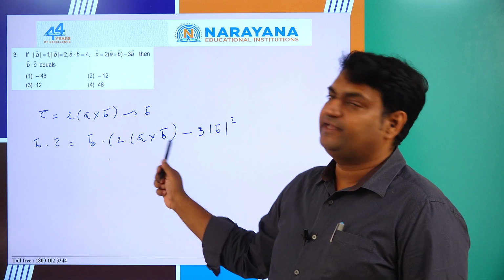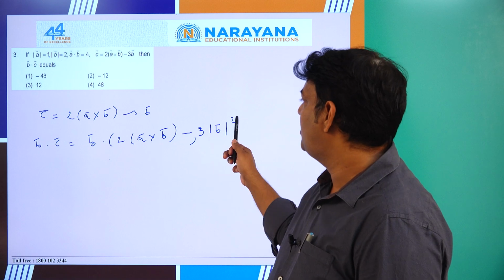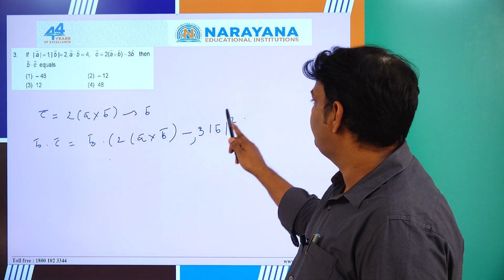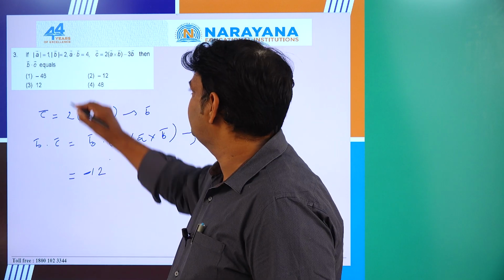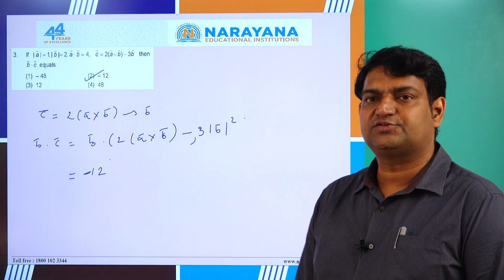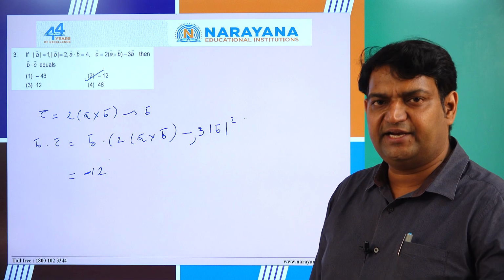B dot A cross B is a box product, and if two vectors are the same, the box value is 0. So this is 0, minus 3 mod B square. Mod B value how much? 2. So 2 square is 4, 4 threes are 12, that is minus 12 should be the answer. So again option 2 is correct, the answer is minus 12. It's a very simple question, you just have to take the dot product with B on both sides and your answer will come.